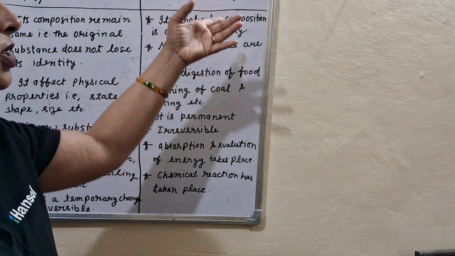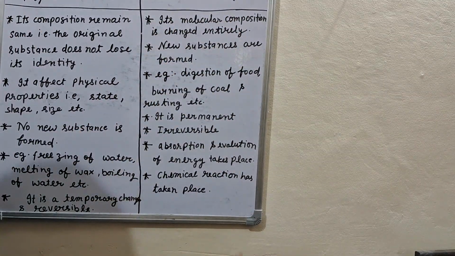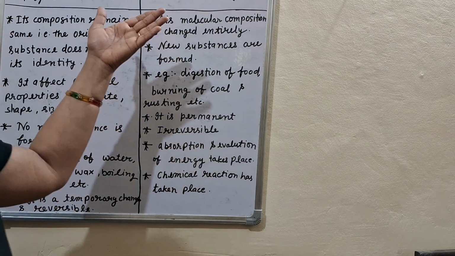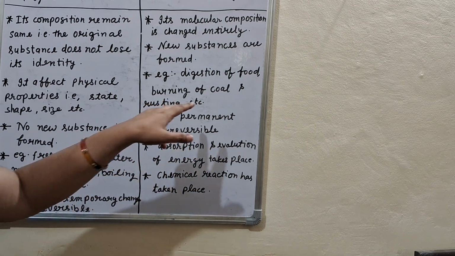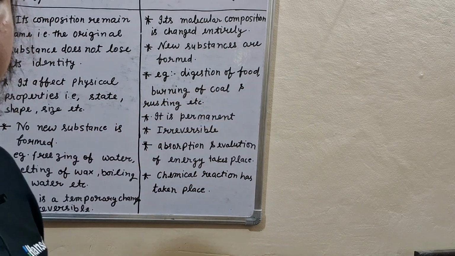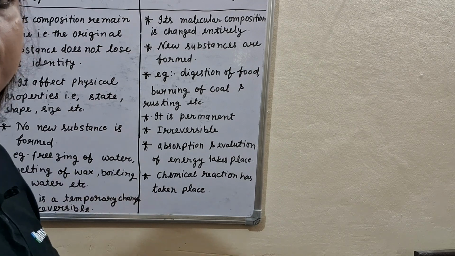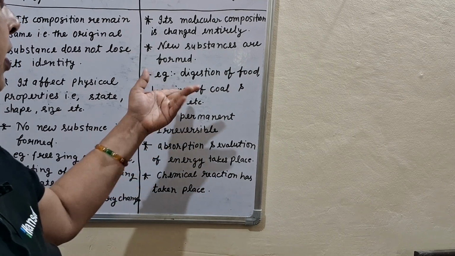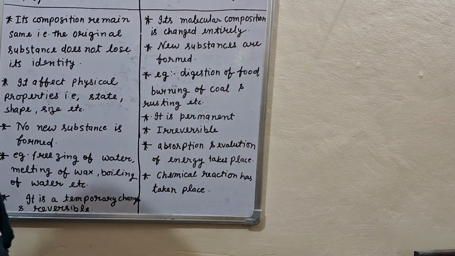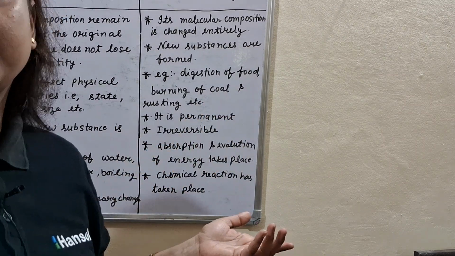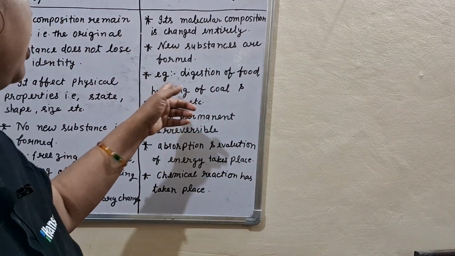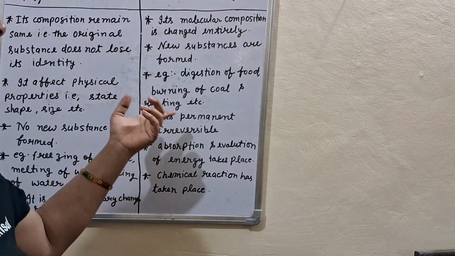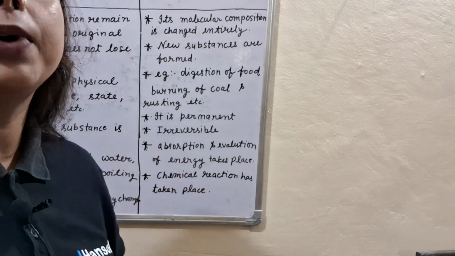Now come on the chemical changes. What are chemical changes? Now next our topic is chemical changes. As the name is written here, what are chemical changes? Now come on some examples of the chemical changes. Digestion of food. You know very well, we eat food daily, and how our food is digested in our body. Examples: digestion of food, burning of coal, and rusting, etc. These are examples of chemical changes.